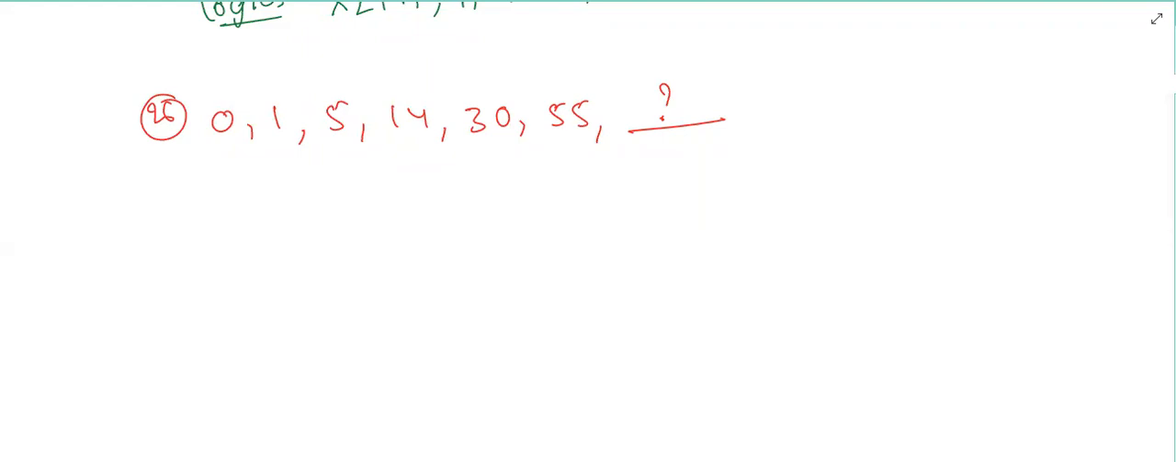Overall multiples are available, but the multiples are not giving the answer, right? Yes. In this case, why don't you take differences? Yes, take the differences.